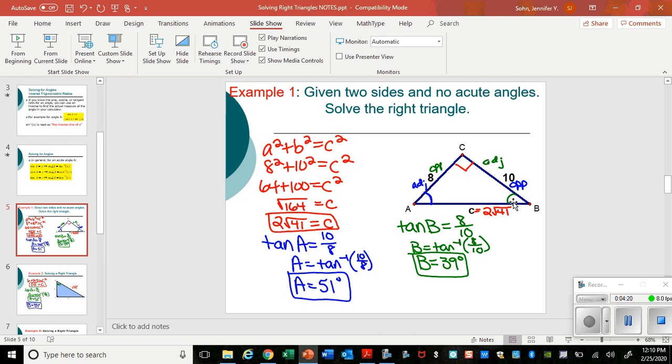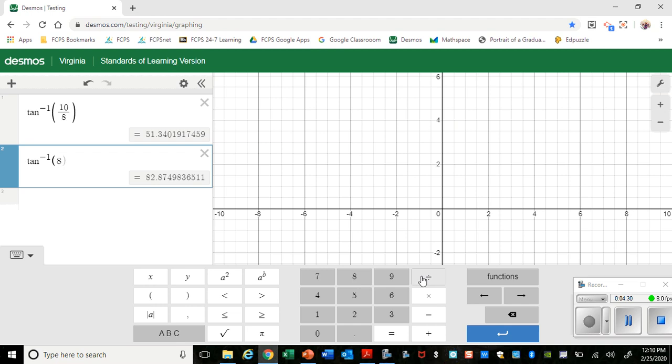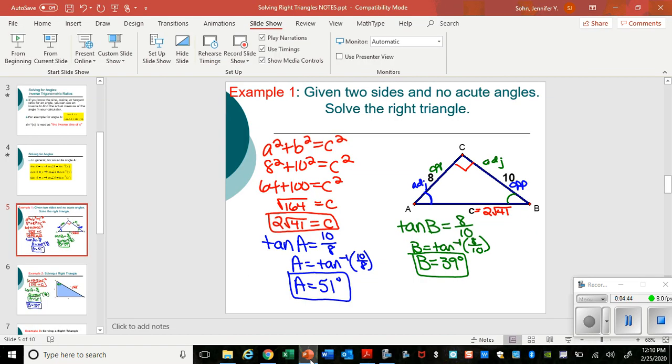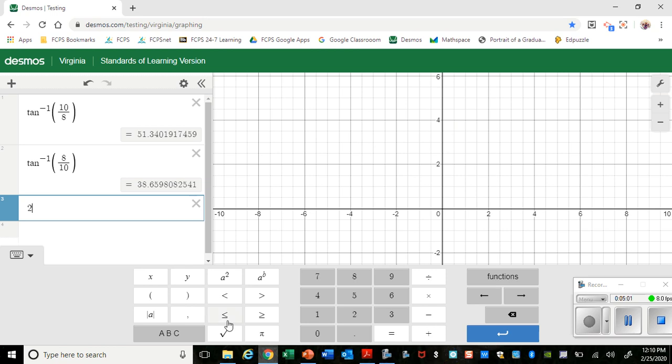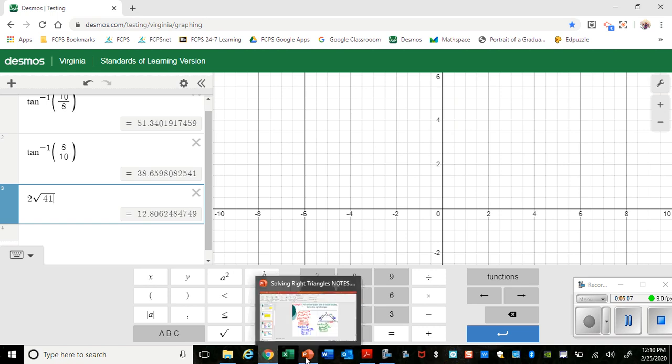Or you can also do tangent, 8 over 10 for this one. So if you do 8 over 10, go here, click on this, and then 8 divided by 10. You get 38.6, which is about 39. So here you can get that using tangent. Okay? So now you have 90, 51, 39, 8, 10, and 2 radical 41. And instead of 2 radical 41, you can write 12.8. Okay? All right, so let's continue.